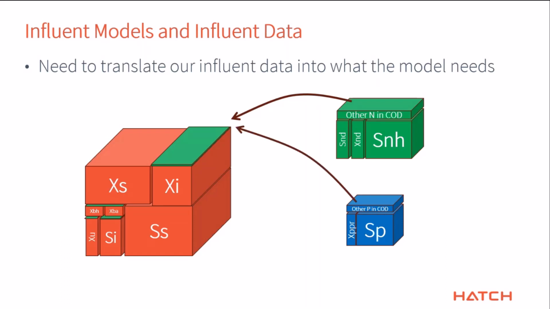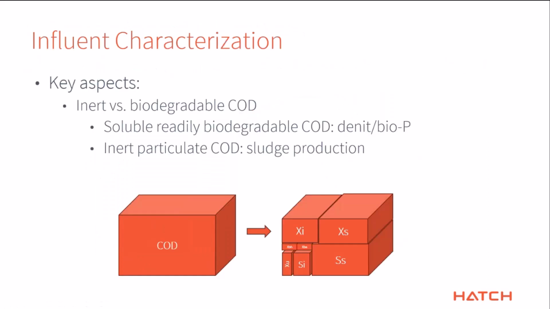Okay, so we have to deal with the fact that we have these little slivers of nitrogen and phosphorus that are attached to our boxes of different kinds of COD, and as we move those around, things are going to change. Okay, so I wanted to show you that sort of visual representation of it because it is hopefully a better understanding of how there's a lot of moving parts in an influent characterization.